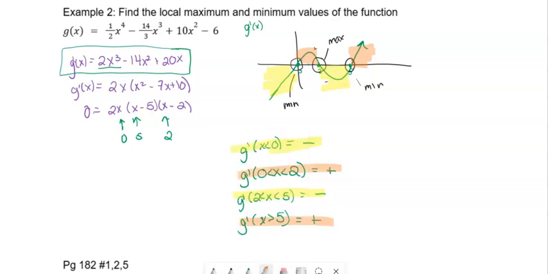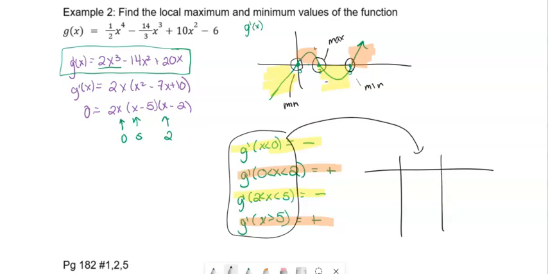Okay, for homework, try page 182, numbers 1, 2, and 5. And as a reminder, you can also make that table where you test out the different regions. They can go as columns on this table, and you can put 2x, x minus 5, and x minus 2 along this way as well to figure this out too. That's another strategy as well.